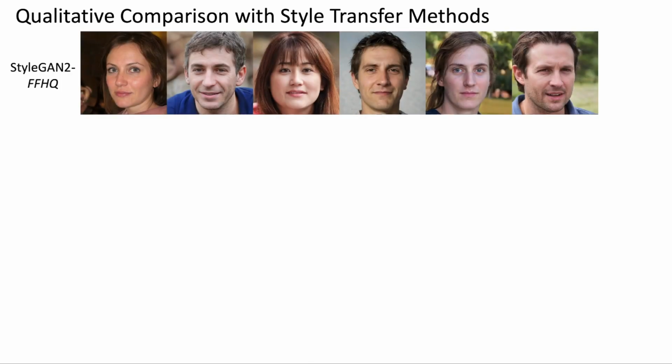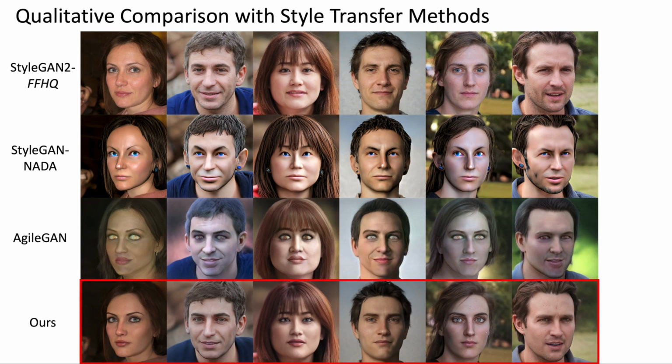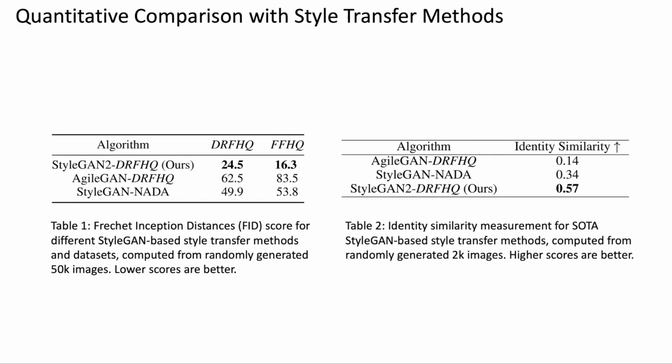We present a qualitative comparison between the style transfer results of our identity-consistent style transfer method and those of StyleGAN-NADA and AgileGAN as shown in the figure. Our approach produces rendering style results while preserving face identity. We use two metrics, FID and identity similarity, to evaluate the performance of style transfer, respectively. As shown in Table 1, our StyleGAN 2D-RFHQ model is better at both style transfer and facial identity preservation. Table 2 also demonstrates that our model exhibits superior performance in preserving facial identity during the process of style transfer.